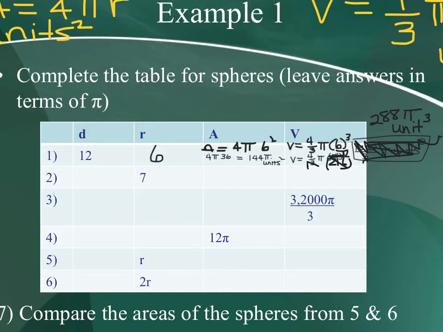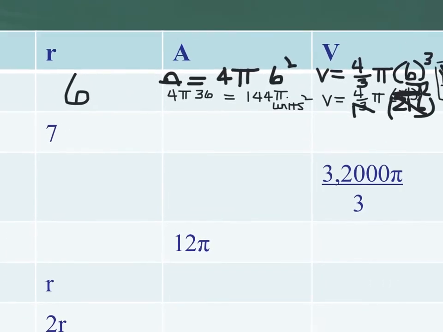So I'm going to turn my radius into a diameter by multiplying it by 2. And now I'm going to plug in 7 into my radius for my area formula. So I'm going to do 4 times pi times 7 squared. So 4 times pi times 49. And 49 times 4 gives me 196 pi units squared.